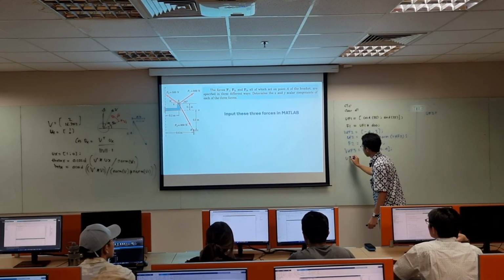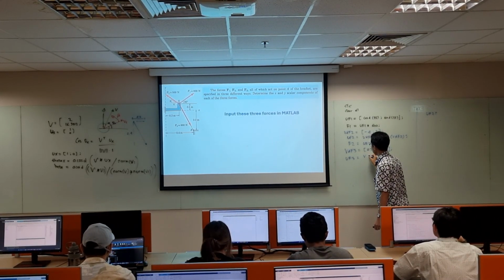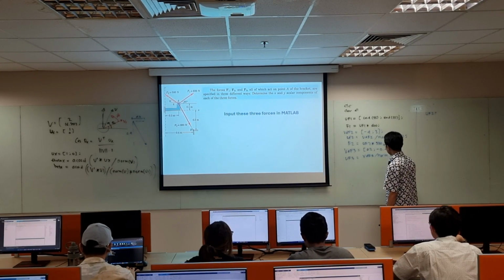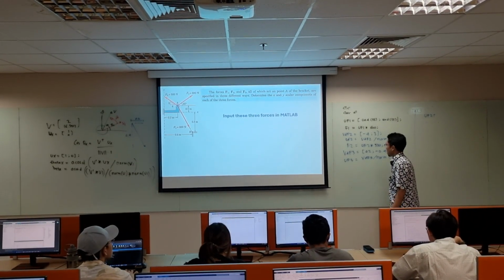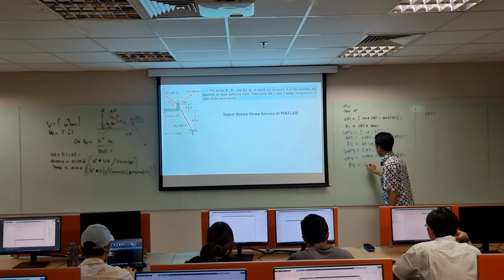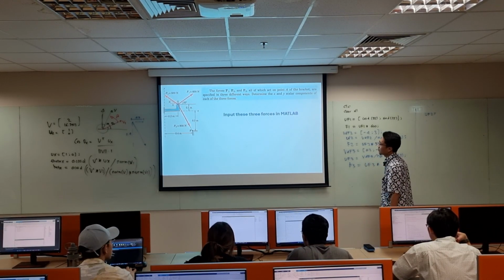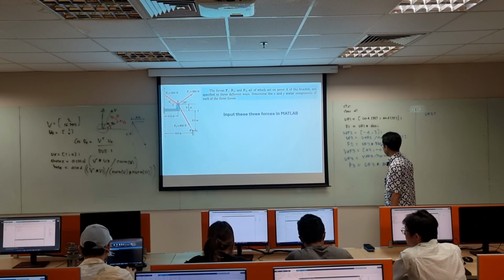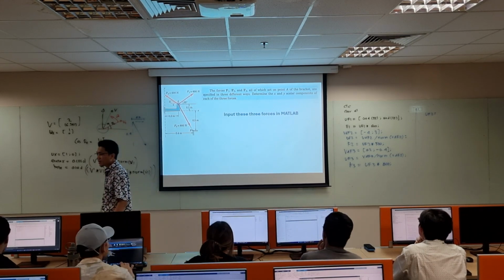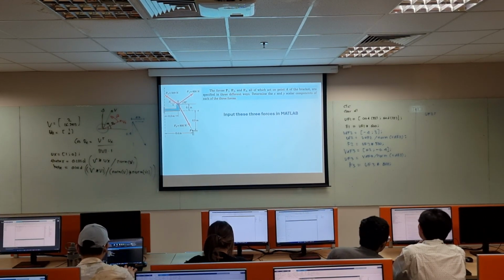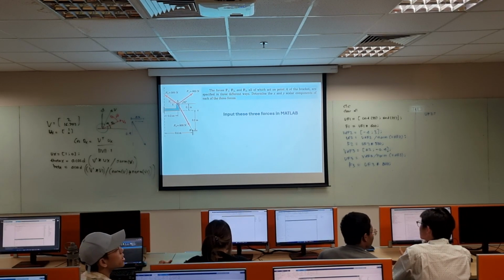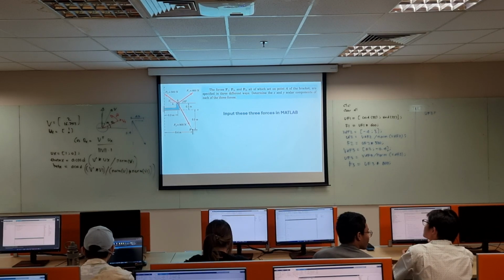And then the unit vector for force 3 is VDF3 divided by its norm. And then F3 is just the unit vector multiplied by 800. Okay. Anyone have problems using this? Yeah, it throws people off.